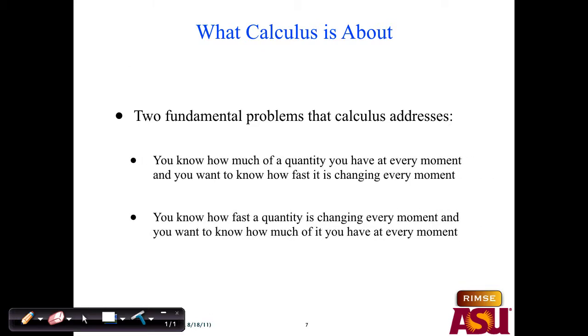All right, so you've seen these sentences before. In fact, one of them was at the bottom of the front side of the worksheet. The two fundamental things that we do with calculus is either you know how much of something you have at any point, at every point in time, and want to know at what rate it's changing, or the reverse, which we were just working on. You know how fast a quantity is changing at any moment, and you want to know how much you have at every moment. So those are reverse issues from one another. Starting from a rate, figure out how much I have, or starting from how much I have, how do I describe the rate?